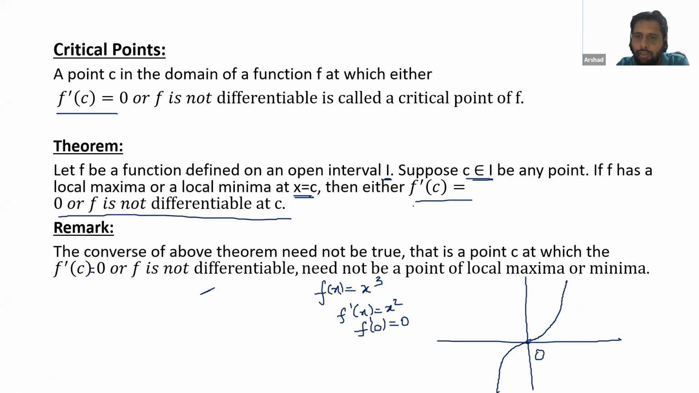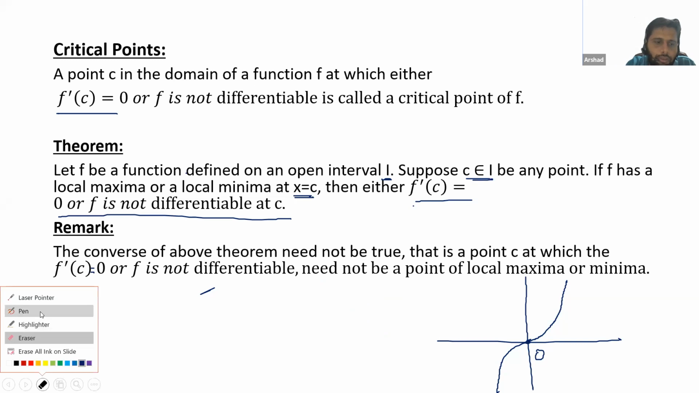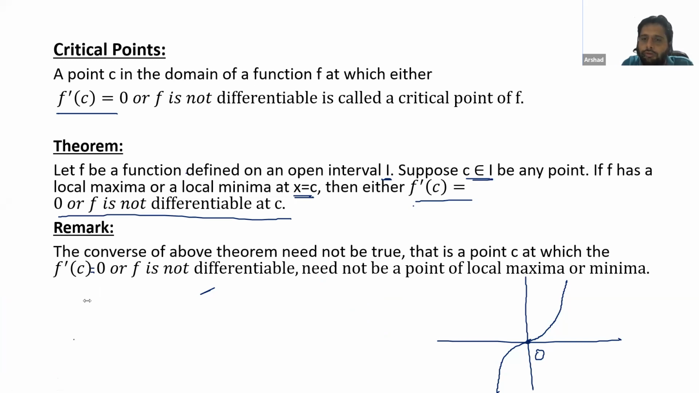But who can tell me? Rifat, will you please tell me whether this origin is a point of local maxima or a point of local minima? Maxima? Okay, who can tell me next? Zed, can you tell me whether this origin is a point of local maxima or local minima?